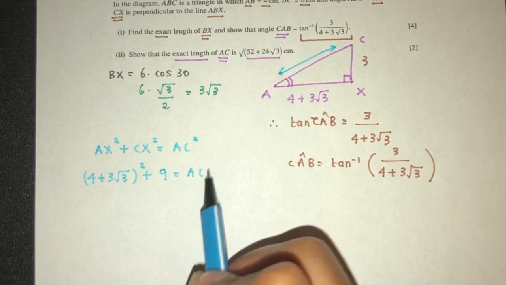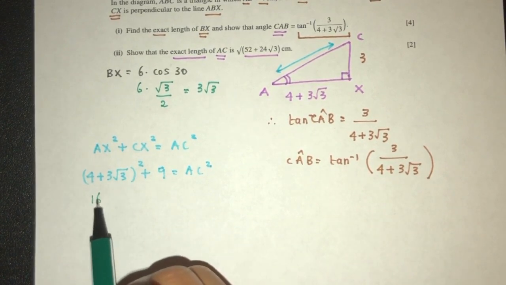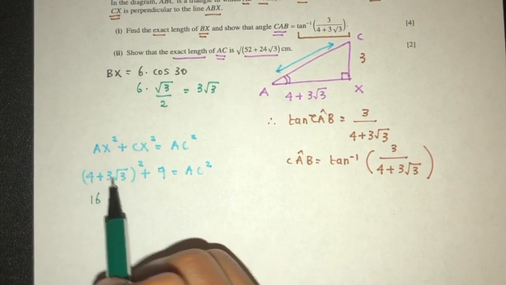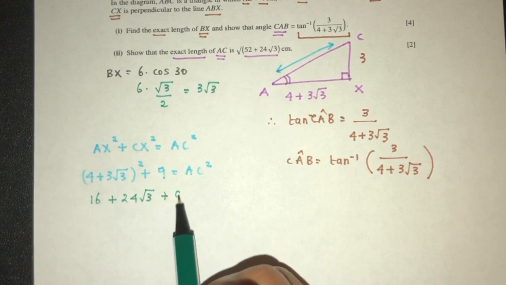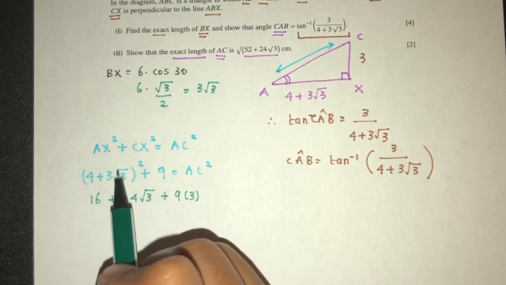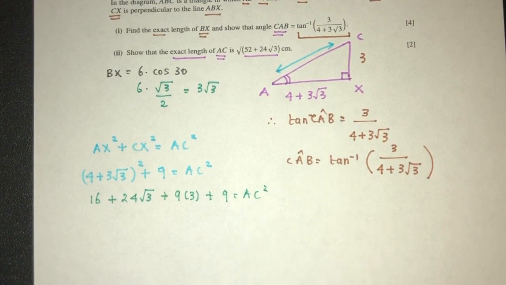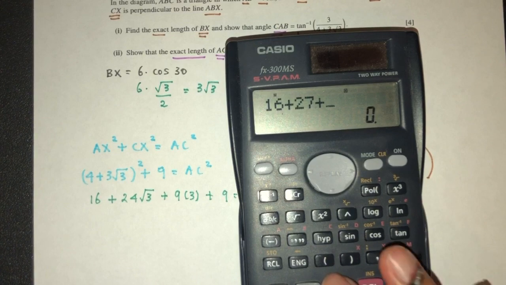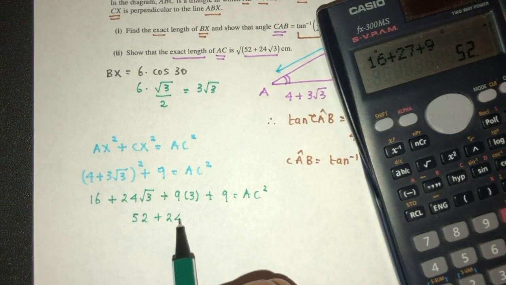equal to AC squared. Simplify, you will have 16. 2 times 4 is 8. 8 times 3 root 3 is 24 root 3. And then plus 9 times 3. So 3 squared is 9, root 3 squared is 3, plus 9. That should be AC squared. Simplify, 16 plus 27 plus 9. That should be 52 plus 24 root 3.